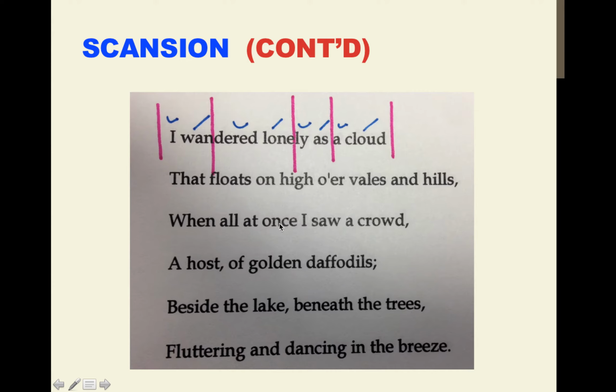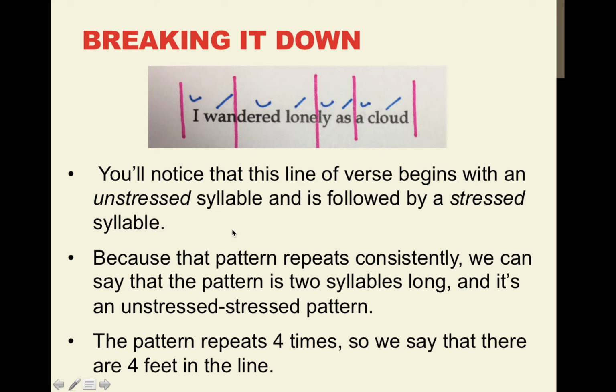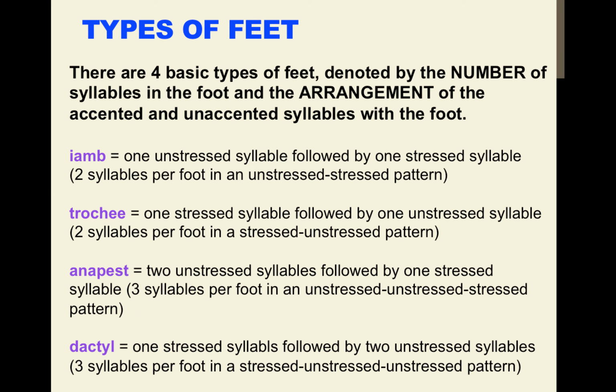When all at once I saw a crowd, a host of golden daffodils, beside the lake, beneath the trees. All right. And then it gets kind of messy down here. We're going to ignore that for a second. Okay, let's take a look at this just as this one line. You'll notice this line of verse begins with an unstressed syllable followed by a stressed syllable. The pattern repeats consistently, so we can say the pattern is 2 syllables long and it's an unstressed, stressed pattern. The pattern repeats 4 times, so we say that there are 4 feet in the line. Okay? So how do we name these?